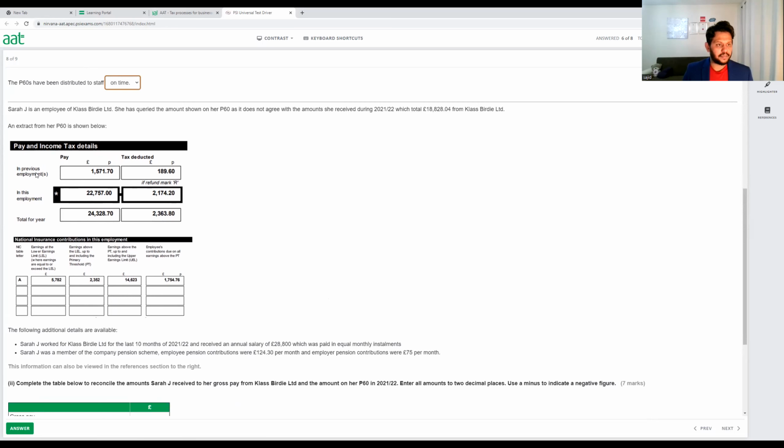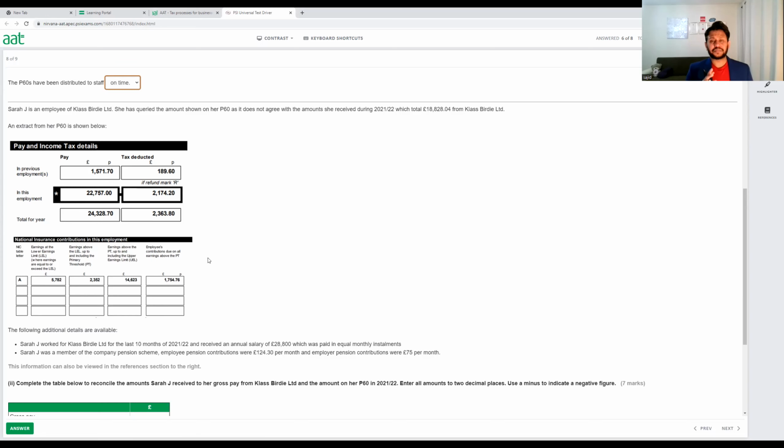Okay, so in the previous employment, we have 1571 and total tax 189. This employment 22,757, tax 2174, total income for the year, this total tax for this.